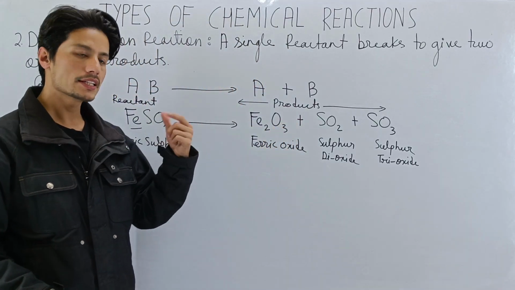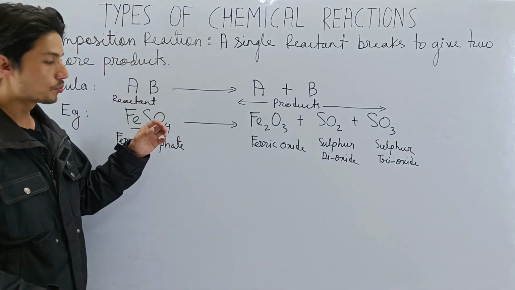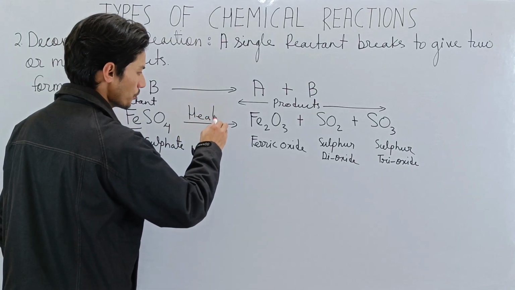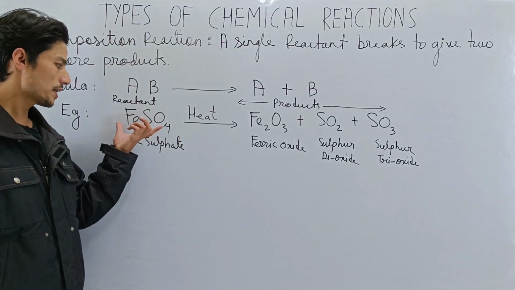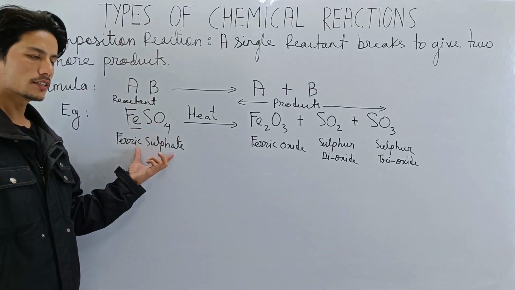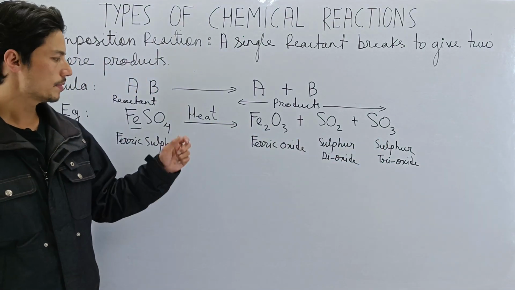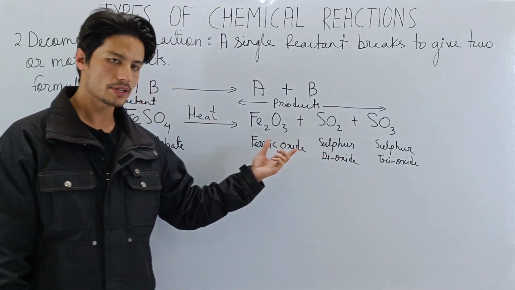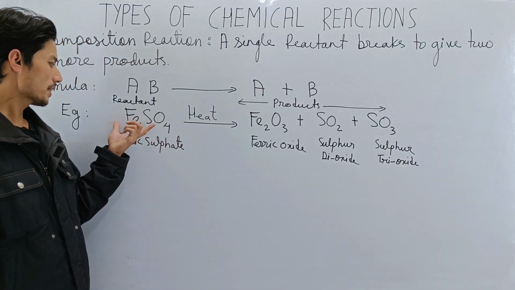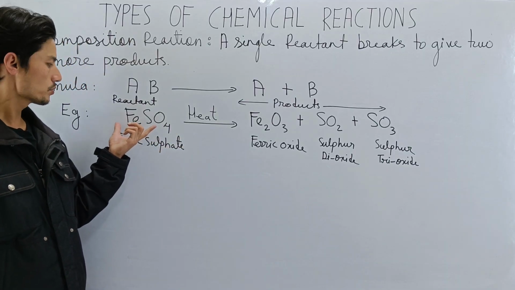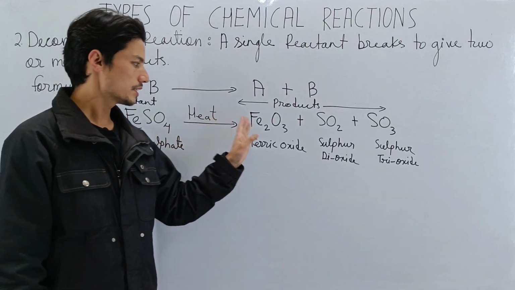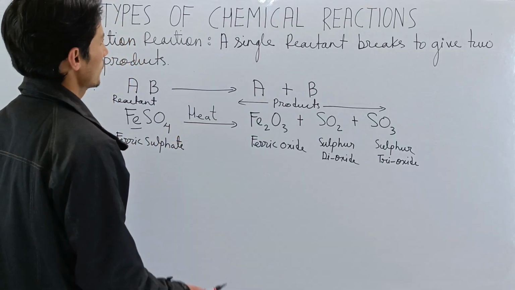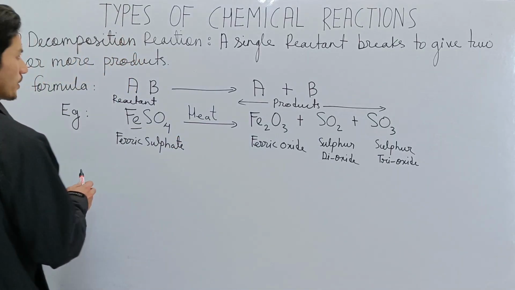Similarly, here also, we need an external agent to bring about this chemical reaction. Here, we are using heat. So we use heat energy to break this ferric sulfate into these products. So remember, this reaction is also known as thermolytic decomposition. Why? Because we use heat to break down this reactant. Let's write it down.